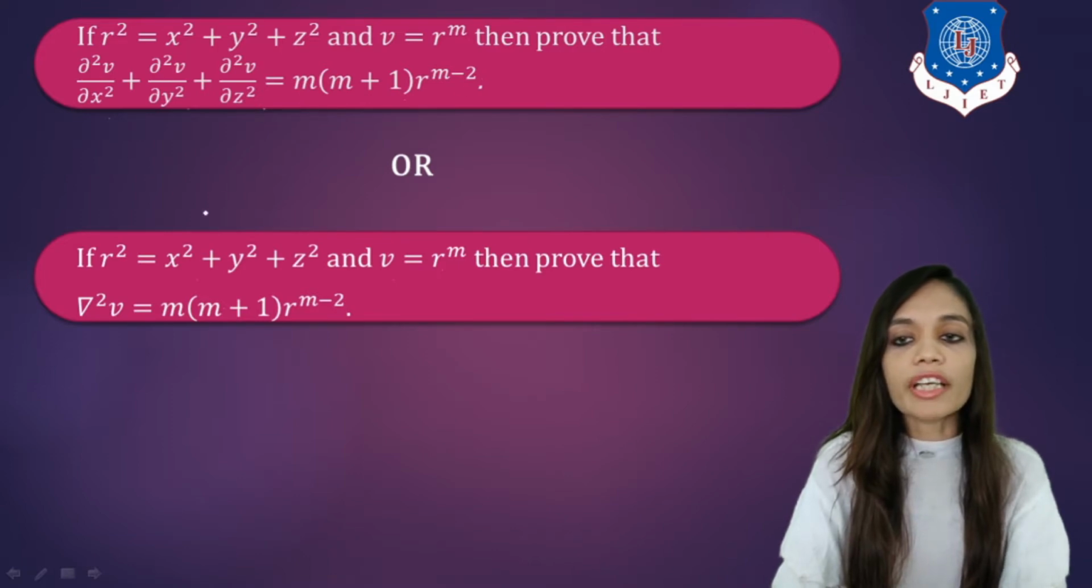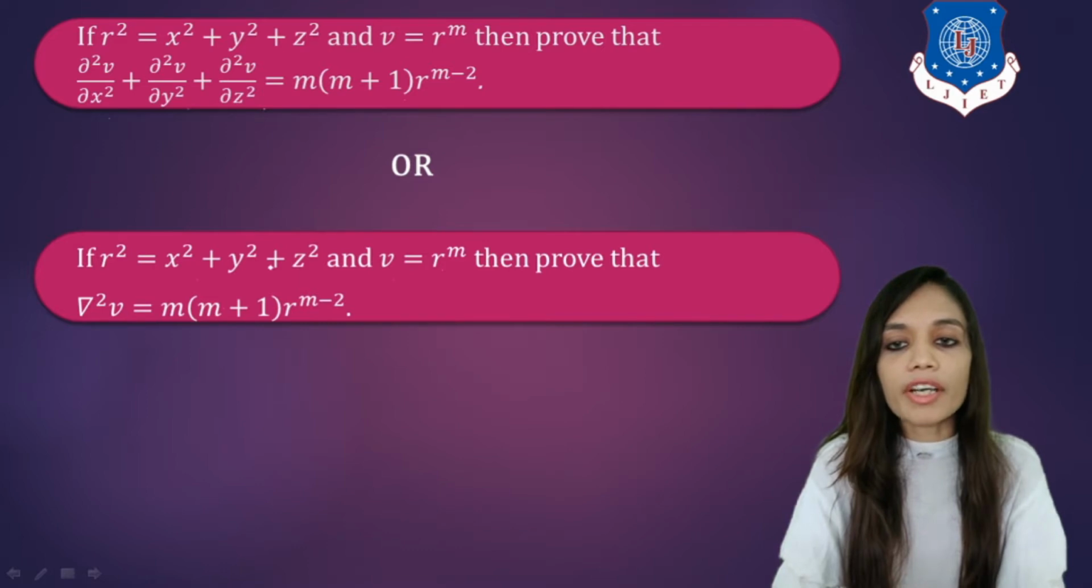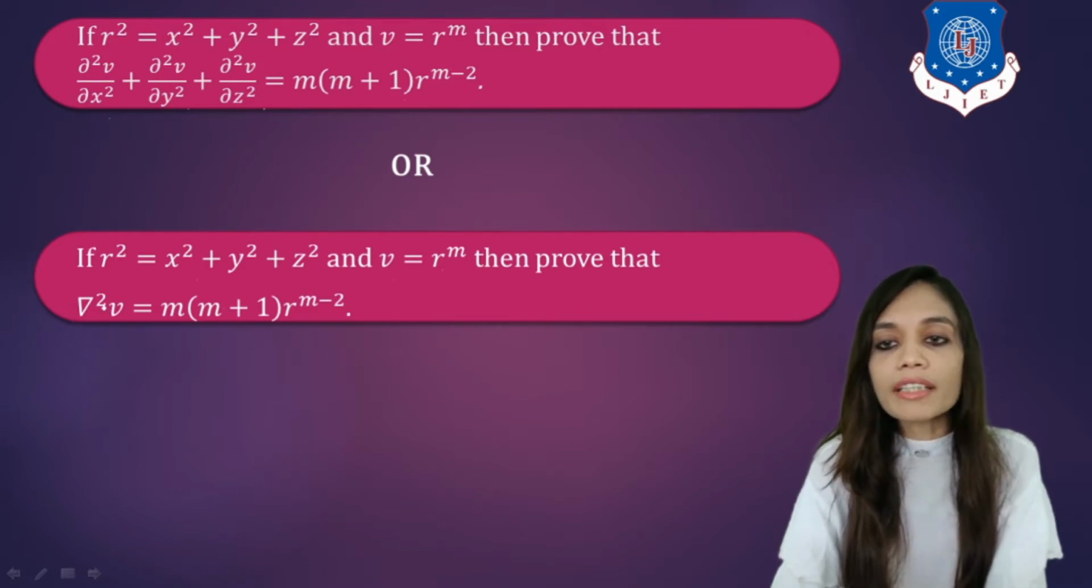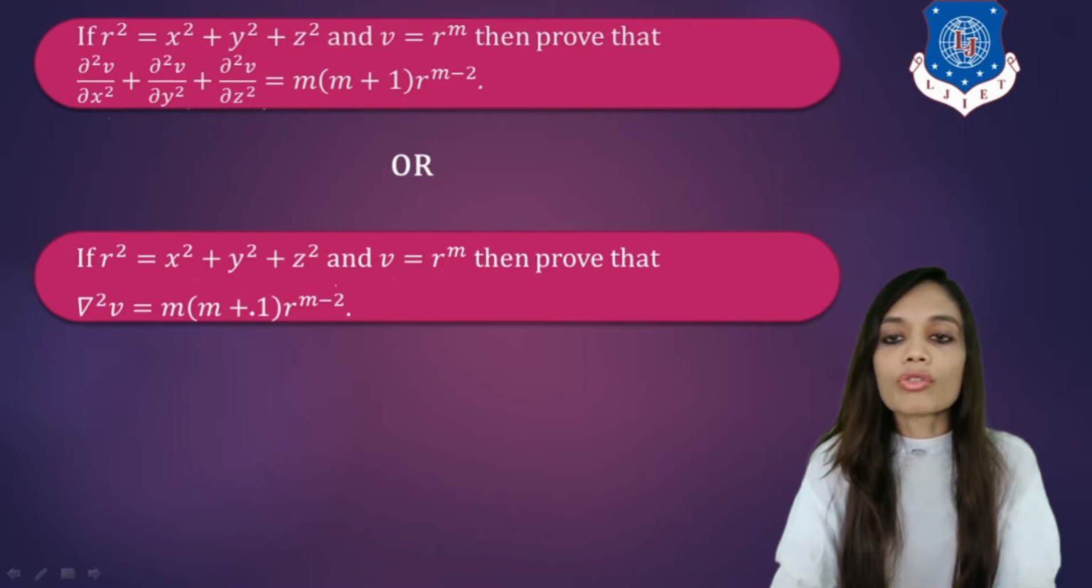Or the question can be asked as, if r square is equal to x square plus y square plus z square and v is equal to r raised to m, then there will be a minor change in the question, that is del by del x, del by del y and del by del z will be replaced by this del. In short, it will be given by del square v, that is equal to m into m plus 1 into r raised to m minus 2. So now let us begin with its solution.